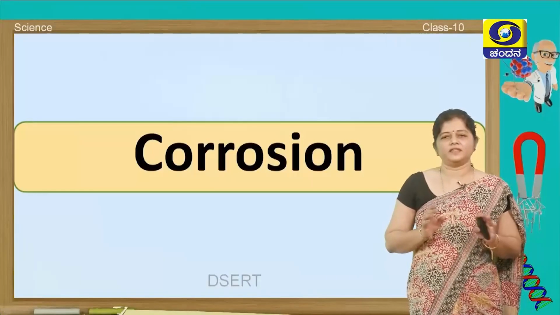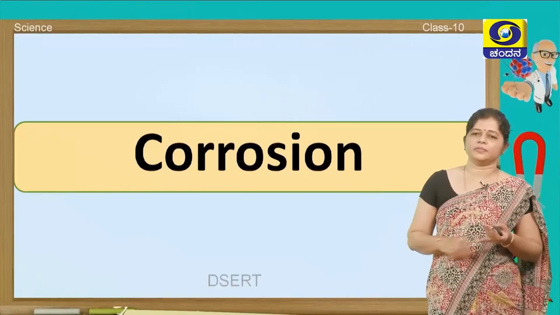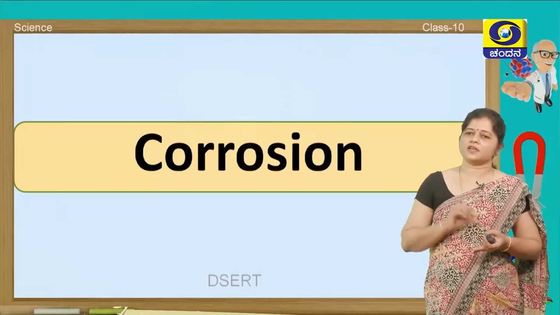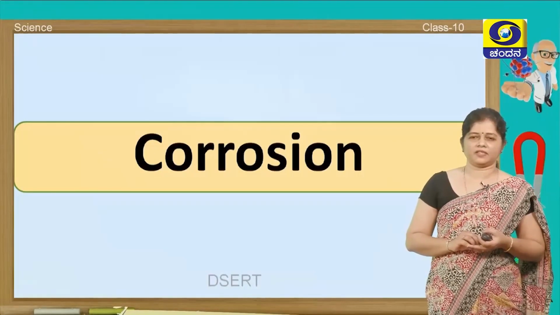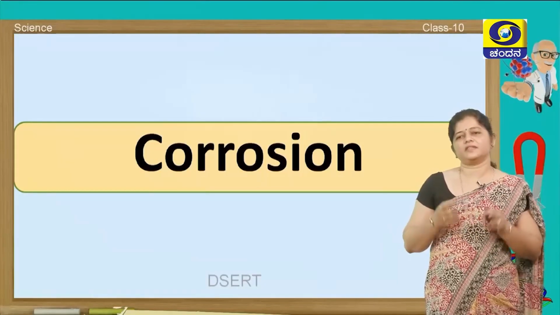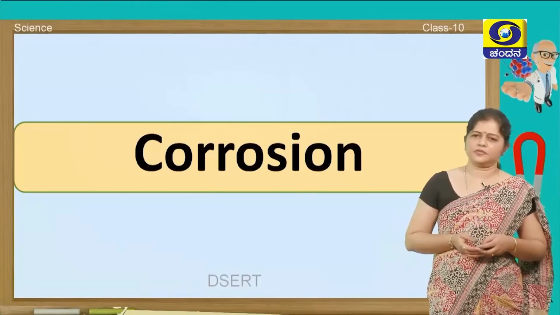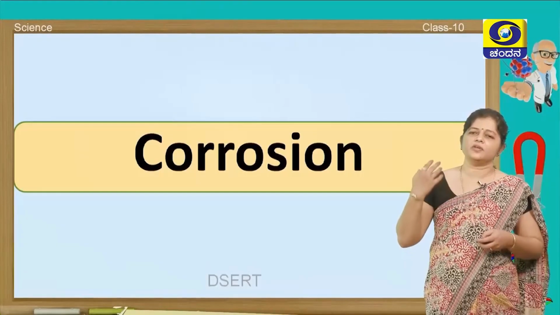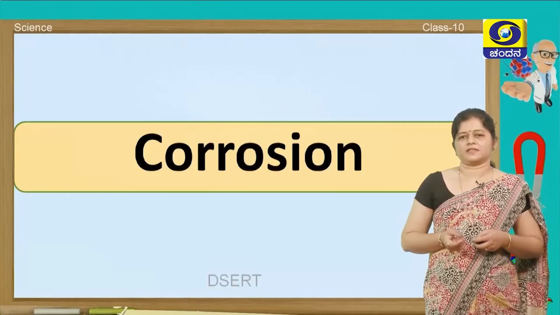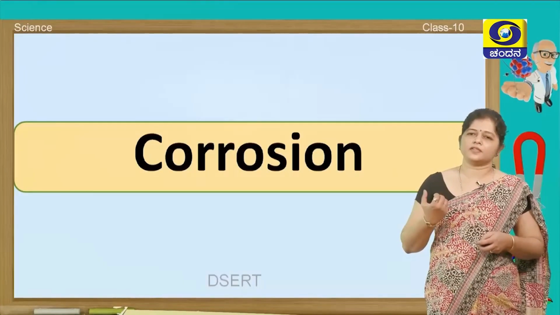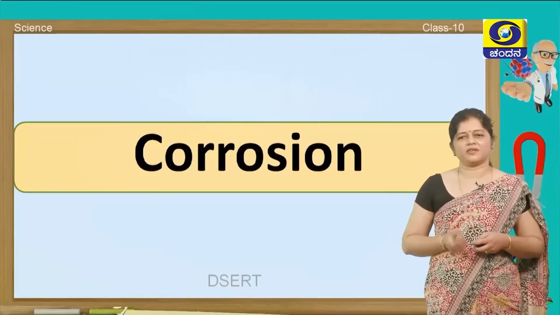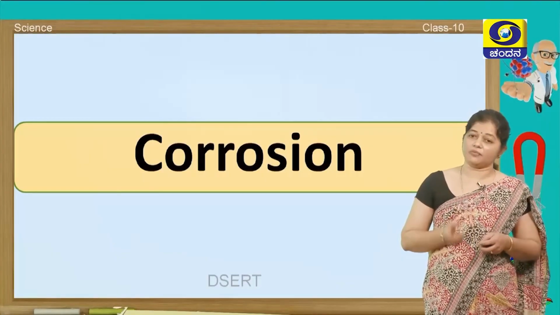Now, we learnt about how the metals are obtained from the respective ores and how we can purify the metals. And after purifying the metals, we employ the metals for various uses. We use the metals for various purposes, but in certain processes, when we are using the metals, they may be subjected to what is called corrosion. Now, let us see what is corrosion.